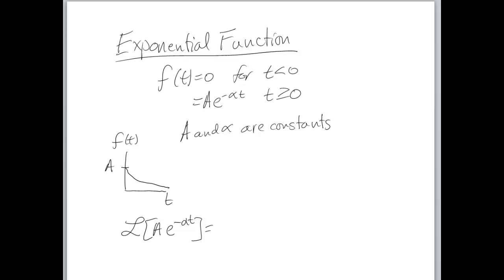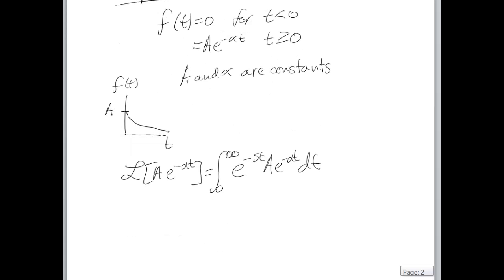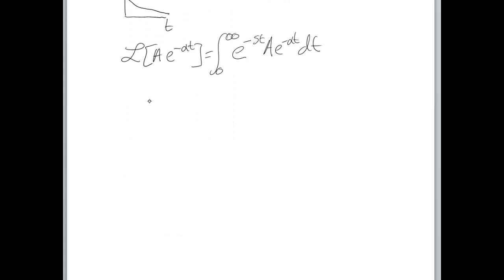Now let's take the Laplace transform. To take the Laplace transform, we'll integrate from 0 to infinity of e to the minus st times the constant a times e to the minus alpha t dt. First we can pull the constant a out in front of the integral, and let's combine the two exponential terms. Next we perform the integral.